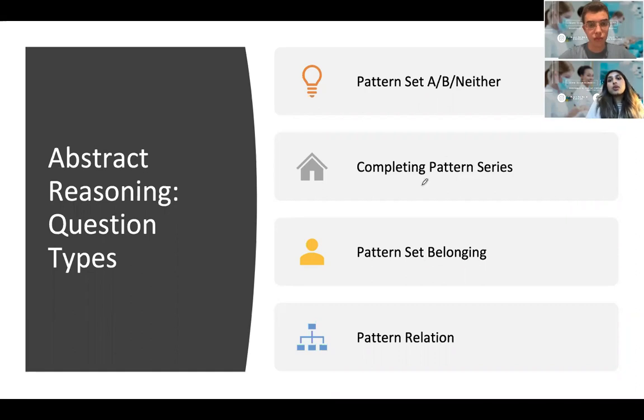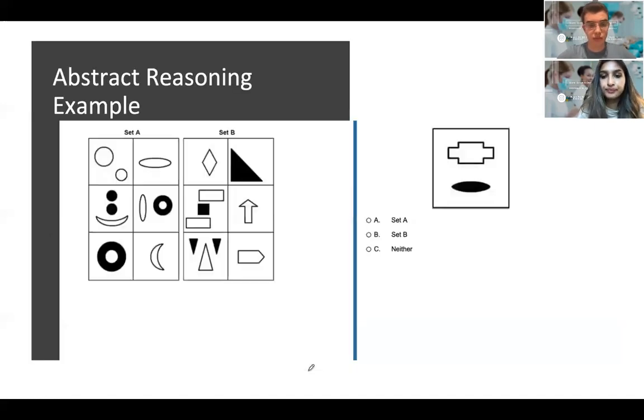Okay. One of them might be completing the pattern series. So you'll get a number of boxes that has a series of patterns, and you have to try and finish it off with the options given. You'll never have to try and make a pattern, so don't worry about that. Pattern set belonging. So you'll have, again, set A and set B, and you'll get given a pattern and you have to choose which one that belongs into. And you'll get a number of those patterns, so you have to do that for a certain number of patterns given. And pattern relation, so just again figuring out a relationship that's going on there, okay?